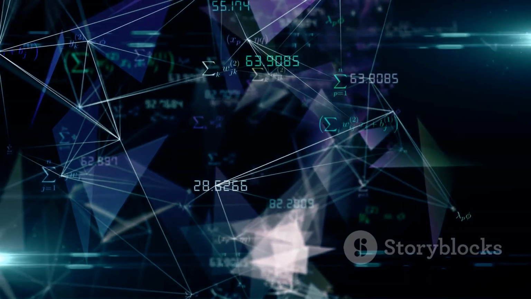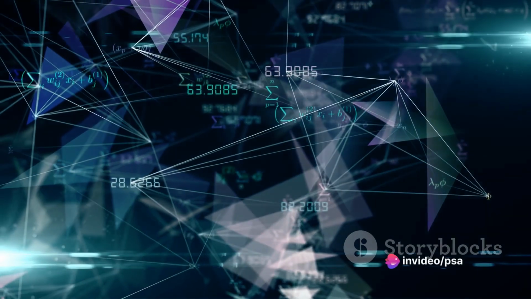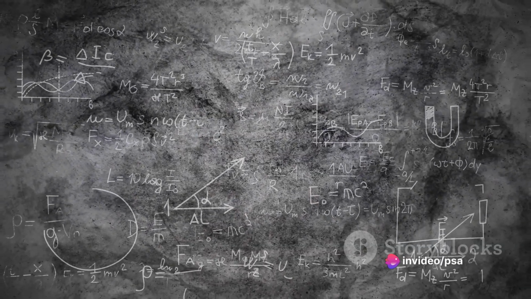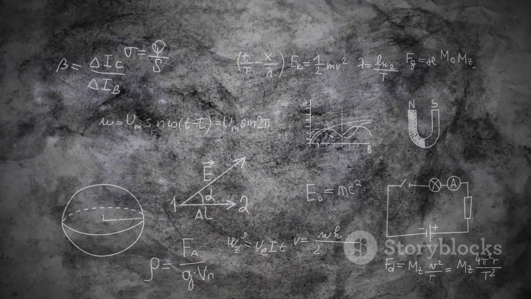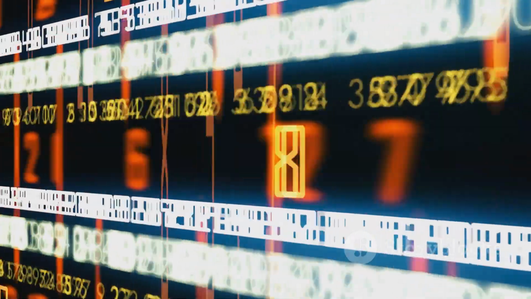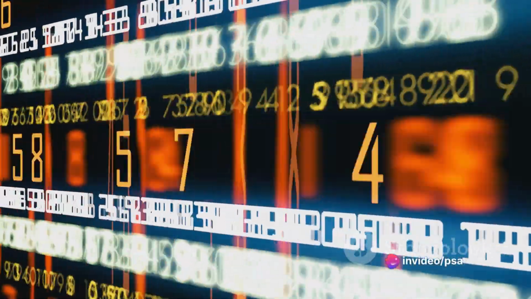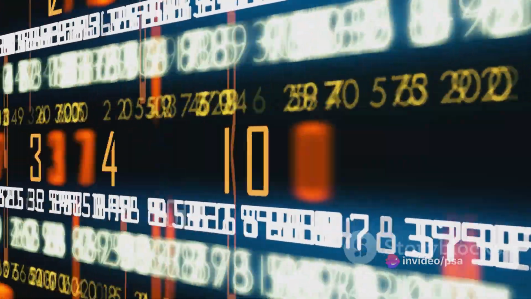Now, real numbers are like the bread and butter of mathematics. They're the solid ground we stand on when we count, measure, and calculate. But what if I told you there's a whole other landscape that goes beyond the realm of the real? Enter the hyperreals. The hyperreals are a superset of the real numbers. That means all the real numbers are included in the hyperreals. So what makes them hyper? Well, they also include infinitesimals and infinities.